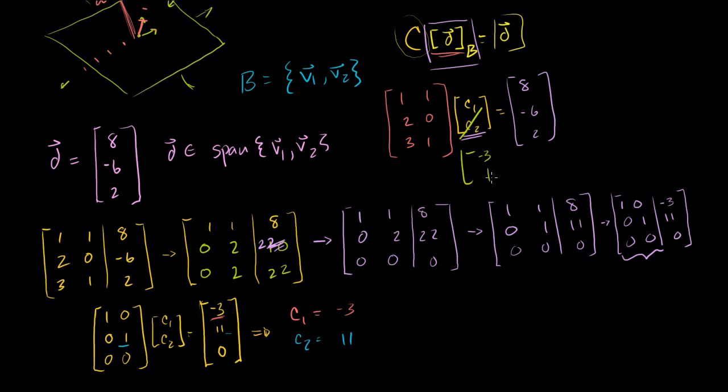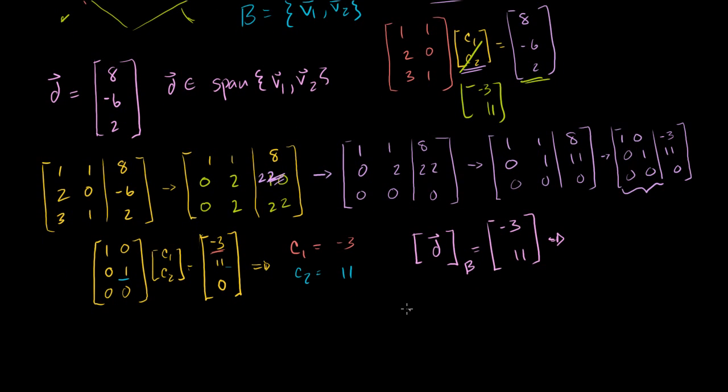So our solution to this equation is minus 3, 11. Or another way of saying this is that if I wanted to write my vector d in coordinates with respect to my basis b, it would be the coordinates minus 3, 11. Which implies that d is equal to minus 3 times vector 1 plus 11 times vector 2.